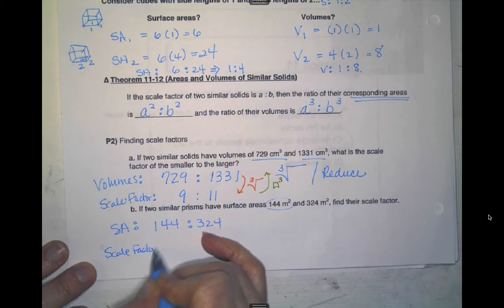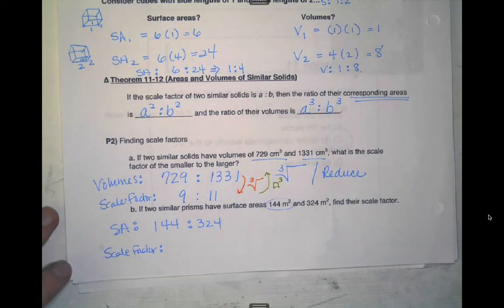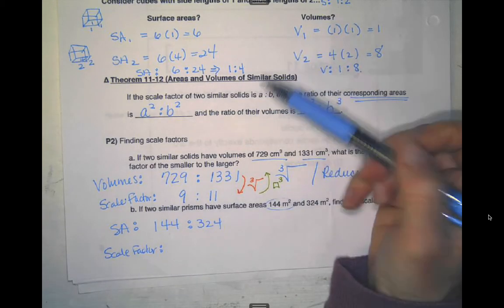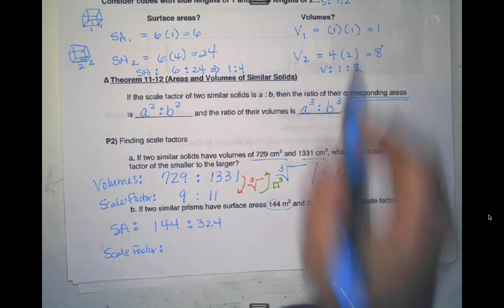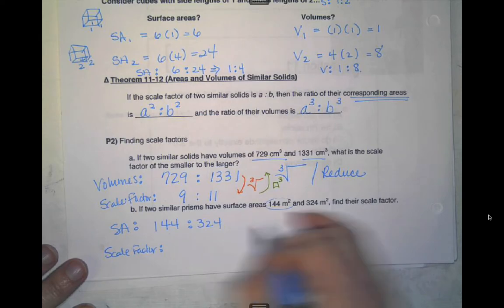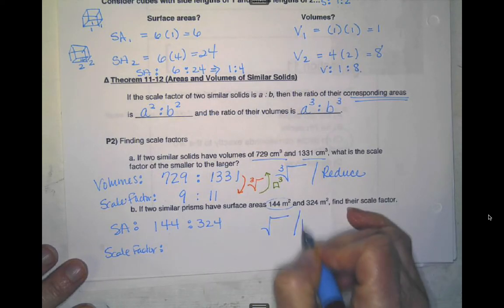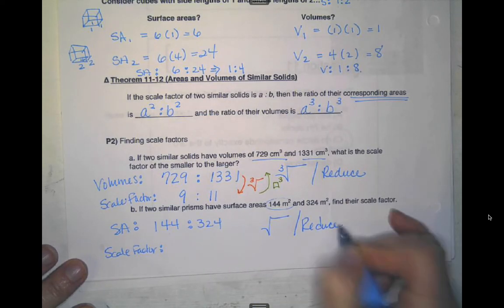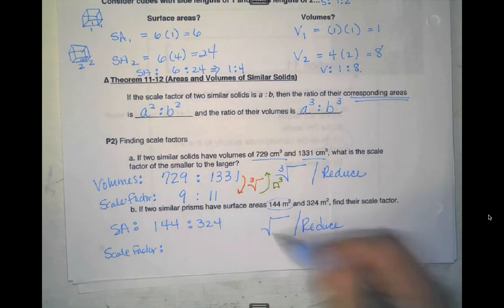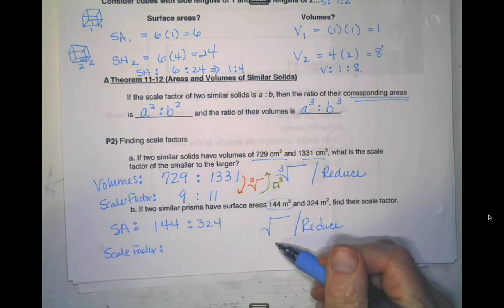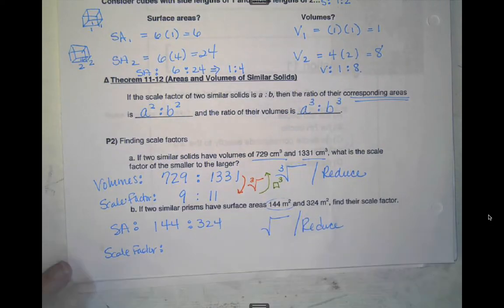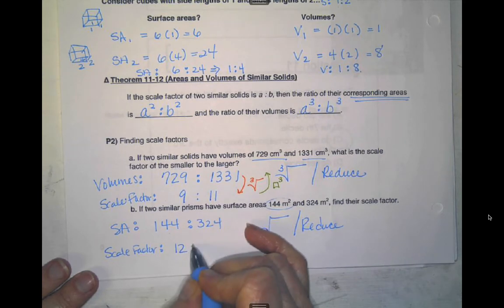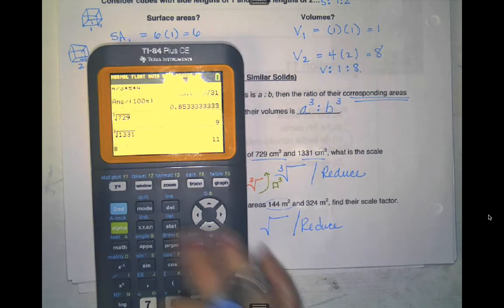So remember here, surface area is the square part, the scale factor is not squared. So to go this way, I've got to take the square root, and you might have to reduce. Again, the order of that can be different. Sometimes I take the square root first, then I reduce. Sometimes I reduce first, then take the square root. I know I can take the square root of 144, and that's going to be 12.